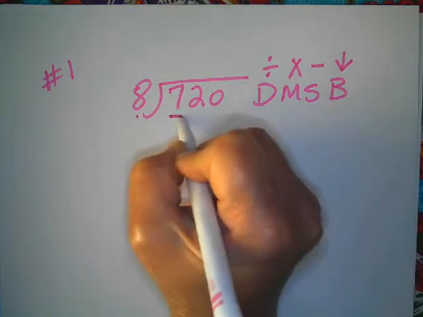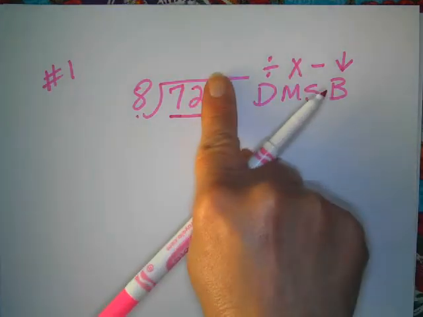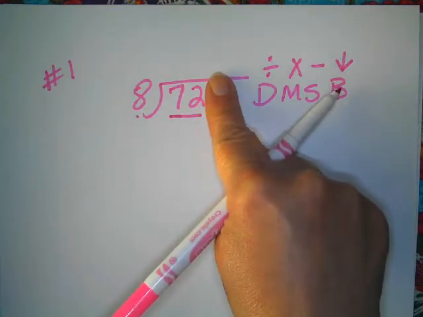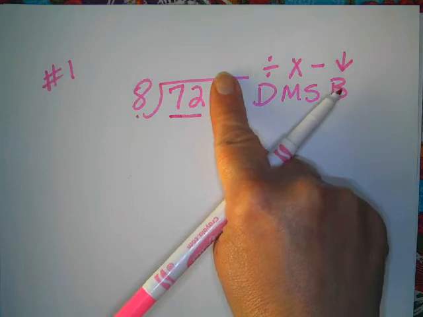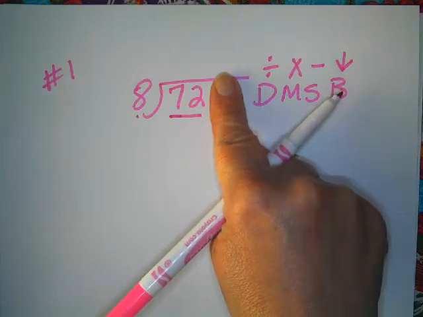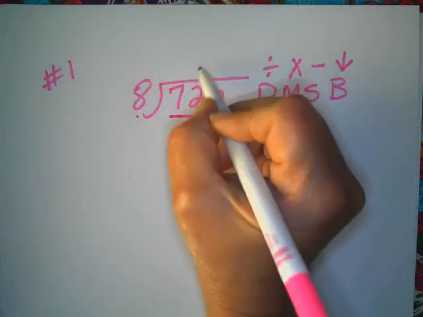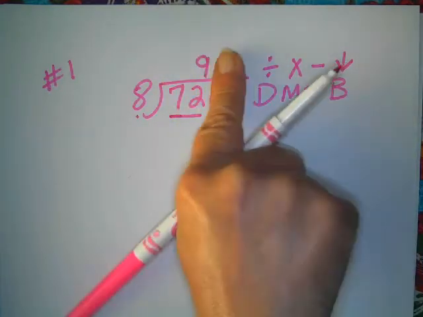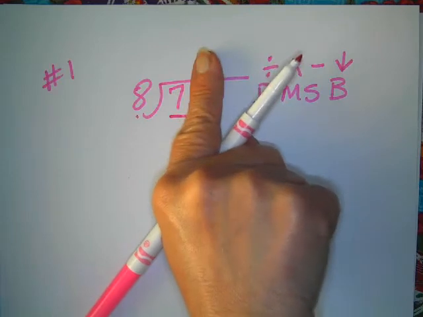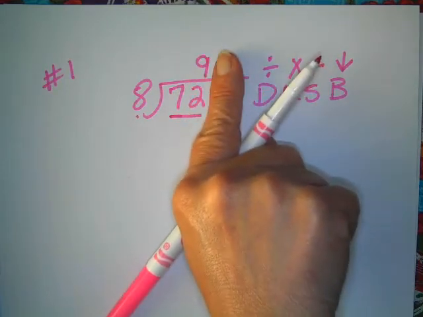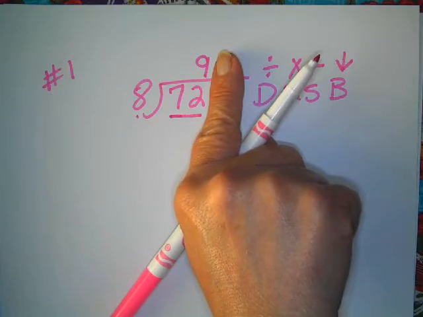We're going to grab the next number, and our new number is 72. So we're going to divide 72 by 8. How many times does 8 go inside of 72? The answer is 9. We did not put it on top of the 7 because 8 does not go inside of 7. We put it on top of the 2 because 8 goes inside of 72.